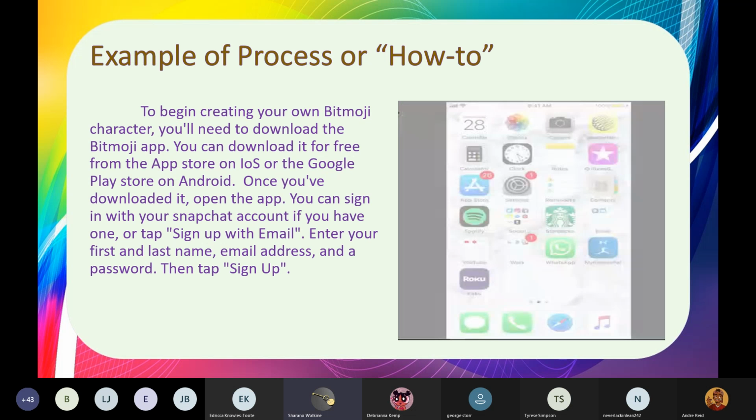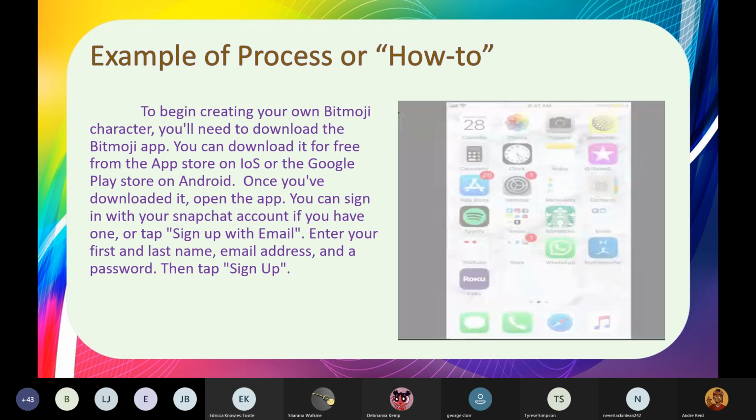All right. Now we talked about Bitmojis yesterday, and how that could be done. Very interesting how-to here. Very simple. To begin creating your Bitmoji character, you'll need to download the Bitmoji app. You can download it for free from the App Store on iOS or the Google Play Store on Android. You guys remember this from yesterday.